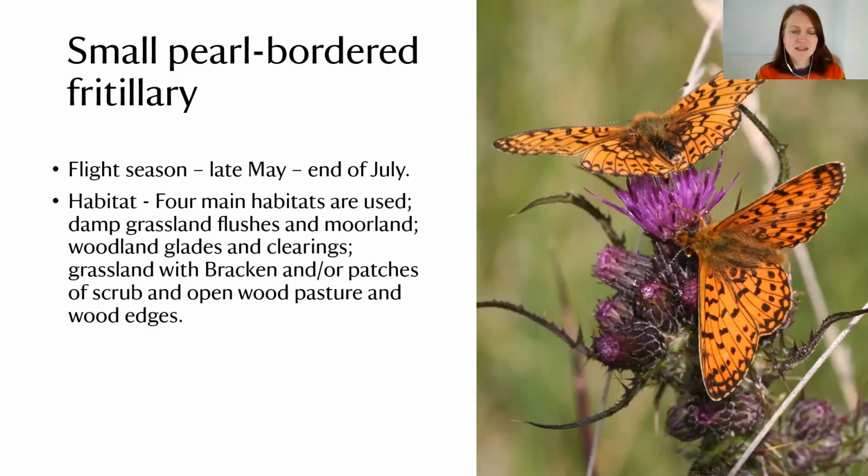So I think locally, many of us associate this with wet habitats. So it says there damp grassland flushes. Also potentially woodland glades and clearings, bracken, grassland with bracken, and open wood pasture and wood edges. But I think really it's typically found in those wet areas, those flushes and boggy areas.